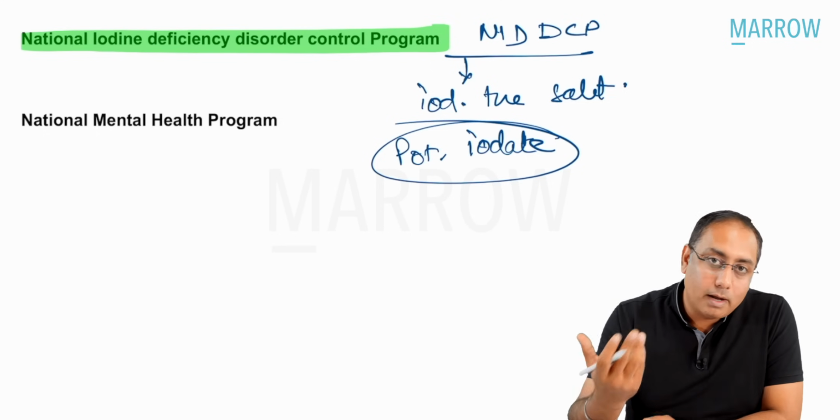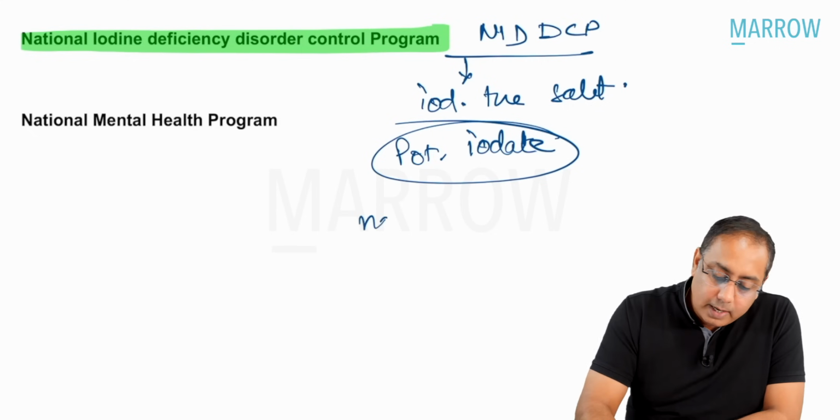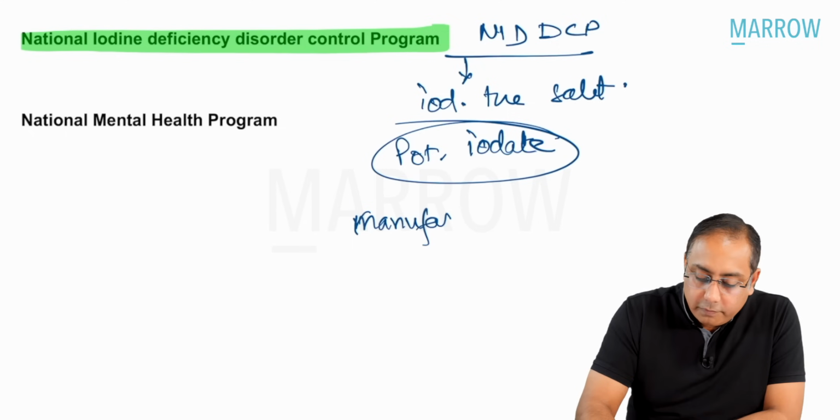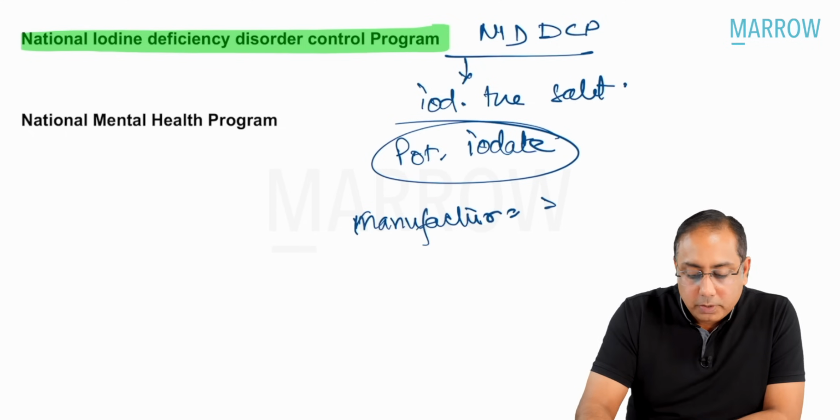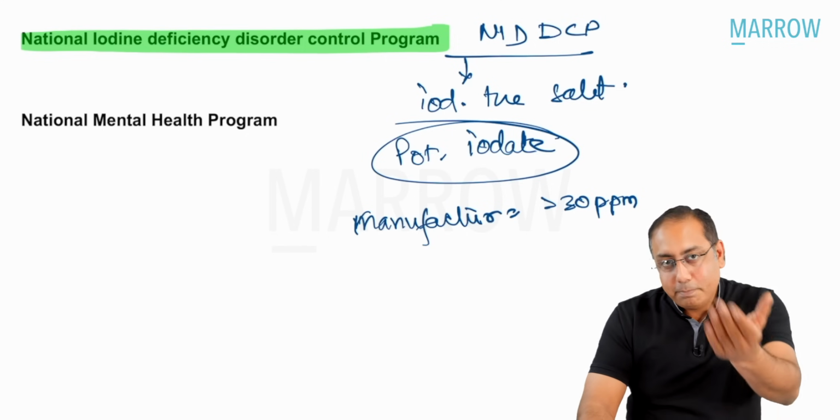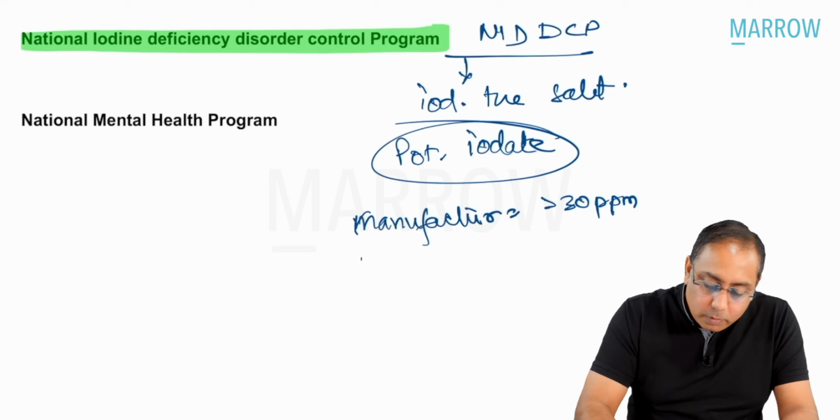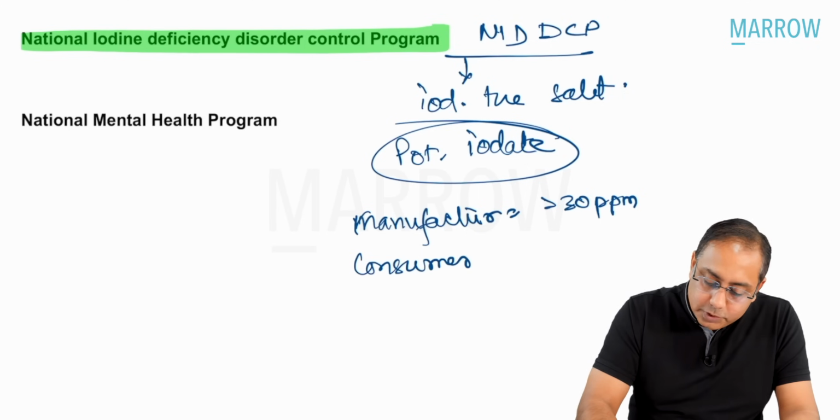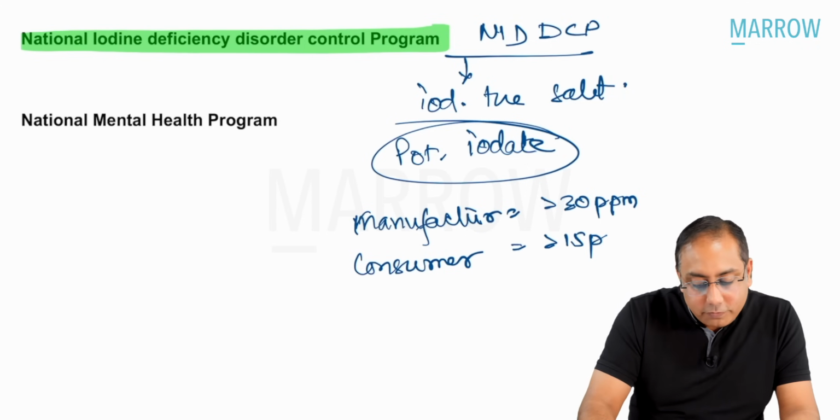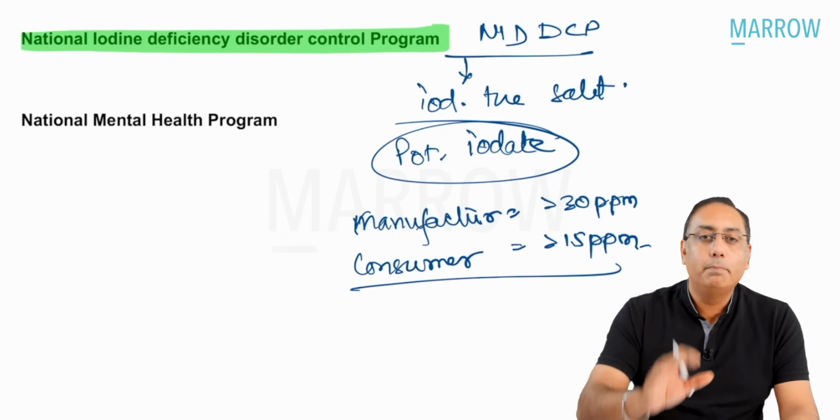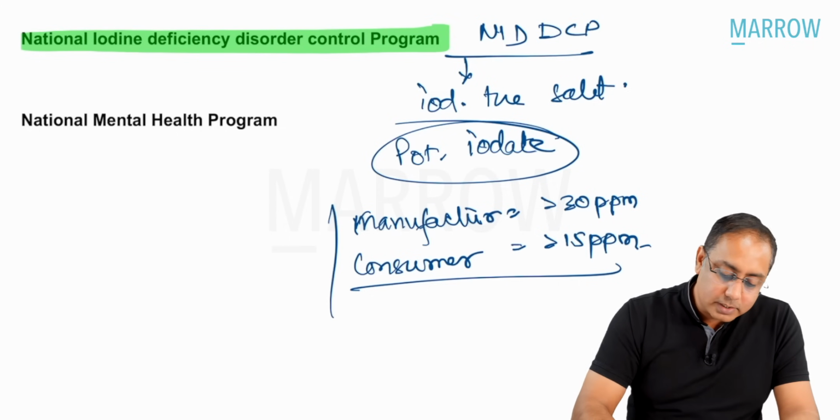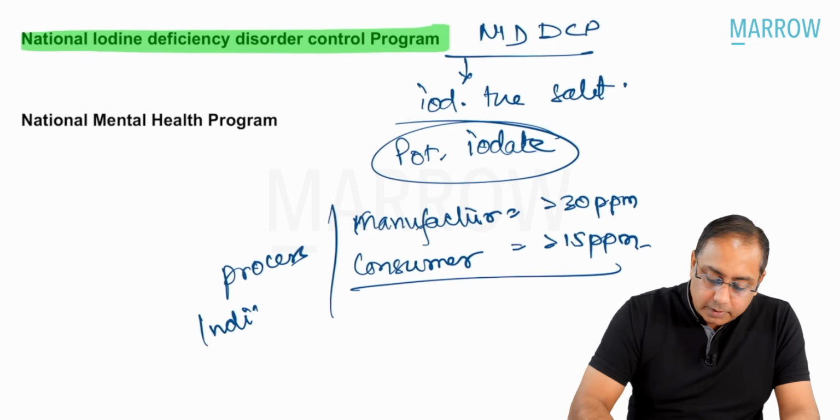So how much iodine should be there in the salt? At the manufacturer level, it should be more than 30 parts per million. Why do we want 30 parts per million? Because in your and my home, at the consumer level, we should be getting at least more than 15 parts per million. This is the main process indicator of the NIDDCP.